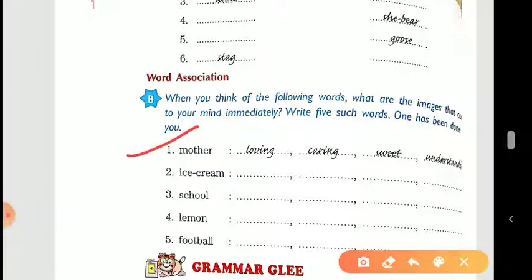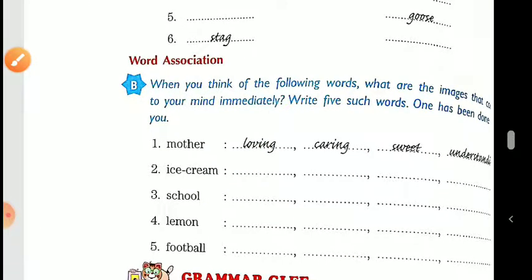First word kya hai beta? Mother. And jaise hi hum ye naam sunte hai mother ka, the moment we hear this word, what all things strike and keep coming in our mind? For example, four words are given over here. The first one is loving, then caring, sweet, and understanding, affectionate. These are the words jo strike karte hain immediately when you hear the name of mother.